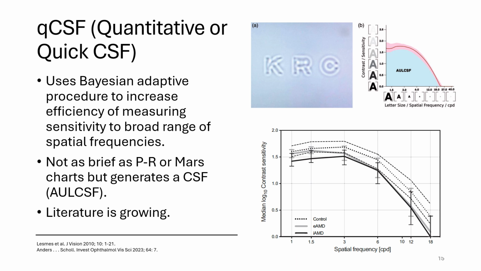The literature on the QCSF has been growing in recent years. An issue that hopefully will be resolved soon is whether the QCSF in early and intermediate AMD provides information beyond that provided by the MARS chart or the Pelli-Robson chart. These latter two charts provide information around or just below the peak of the function in a very brief fashion.